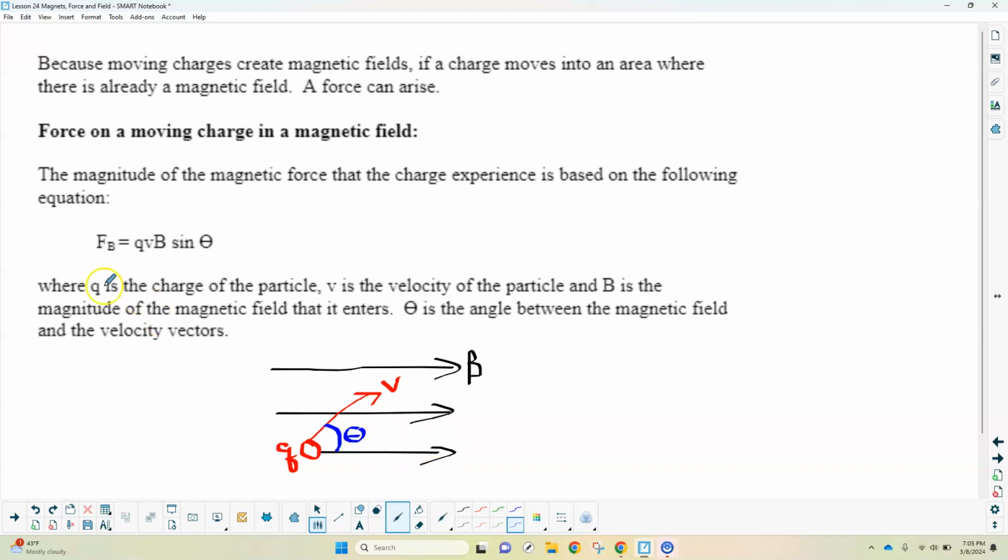So if I wanted to solve the equation, I would need to know the values for all these numbers, and then plug in to get the magnitude, or size, of the magnetic force acting on it. It's really just multiplying three numbers, and then you take the sine of the angle between them. That is fairly straightforward. I don't think the math is so hard in this part, but the directional part is where it gets a little confusing.